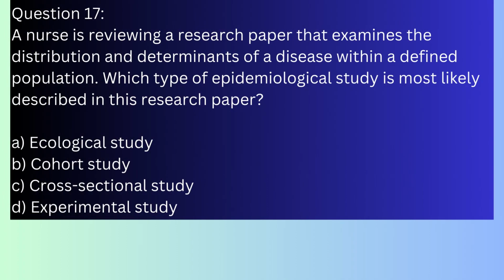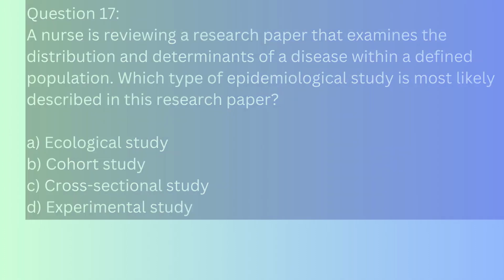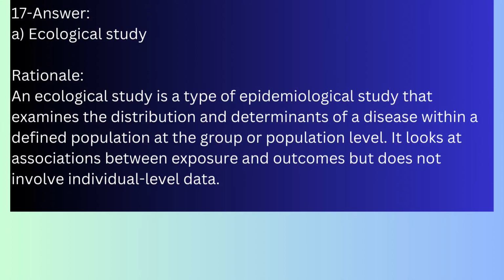Question 17. A nurse is reviewing a research paper that examines the distribution and determinants of a disease within a defined population. Which type of epidemiological study is most likely described in this research paper? A. Ecological study. B. Cohort study. C. Cross-sectional study. D. Experimental study. Answer. A. Ecological study.